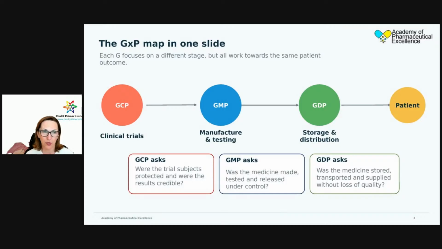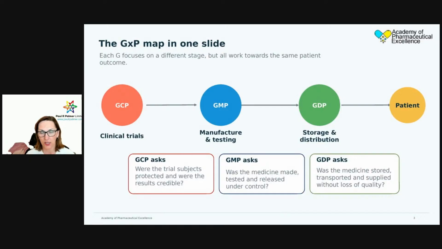Then we move to GMP. GMP stands for good manufacturing practice. It applies to manufacture, testing, and release of the product. And it asks whether the medicine was made, tested, and released under control, and whether we can demonstrate that it meets the approved quality requirements.